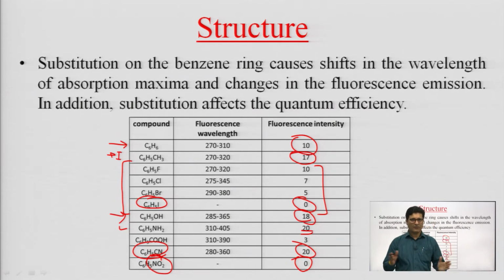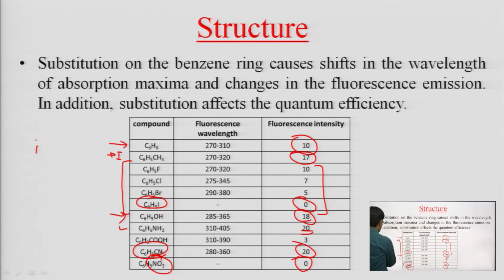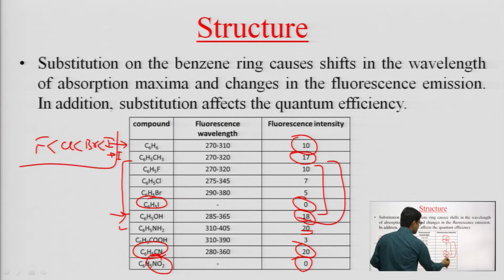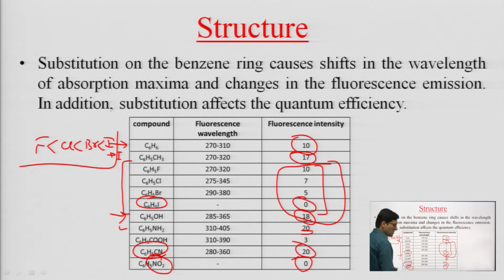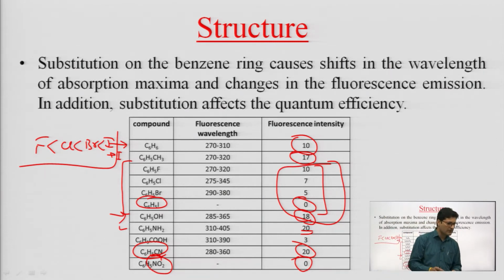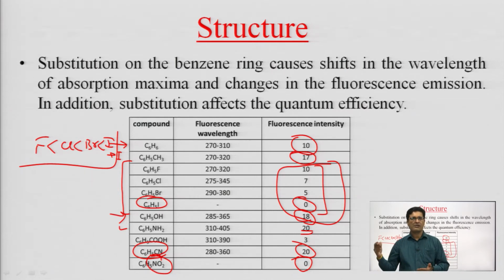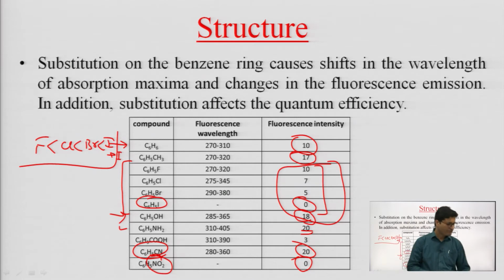In the case of halogens, when we compare by increasing the size of the halogen, like fluorine, then chlorine, then bromine, and then iodine, you can see that fluorescence intensity is decreasing. Fluorine has a better fluorescence intensity, and as we go to iodine, by increasing the size, the fluorescence decreases. This effect is the heavy atom effect.